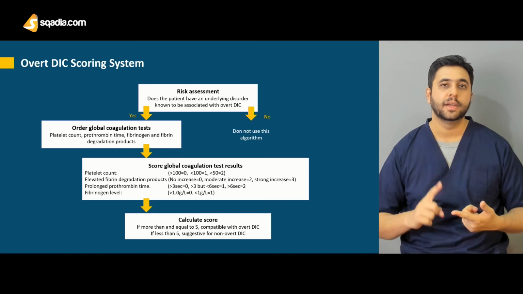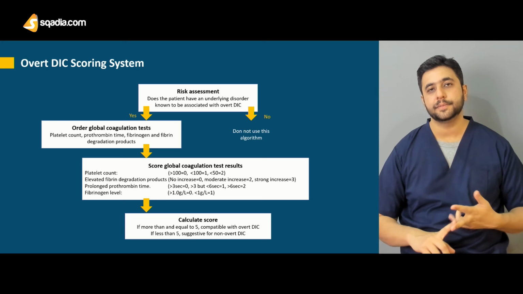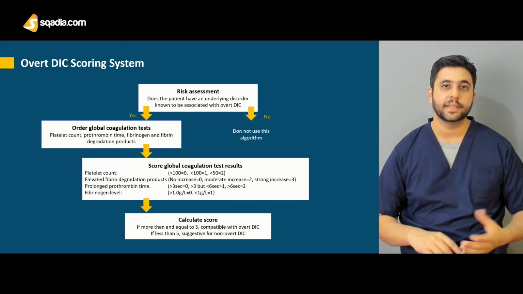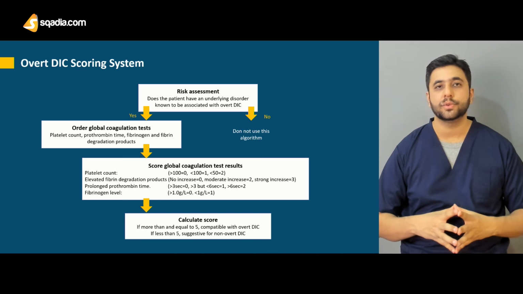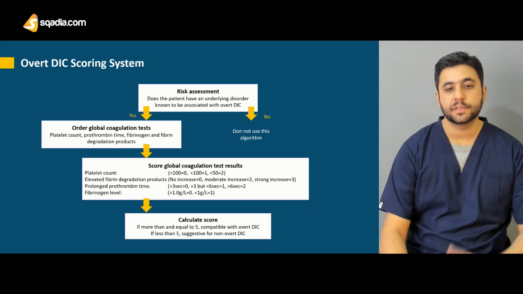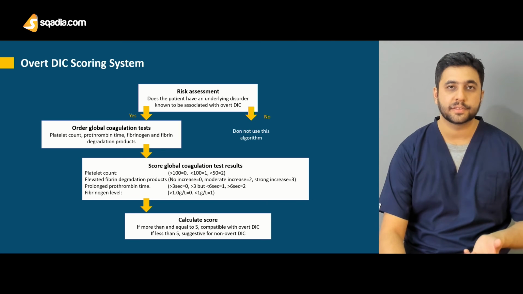And then we follow these patients with serial FDP and serial D dimer levels to look for what is going on in these patients. So that should also be kept in mind: chronic DIC secondary to malignancy, especially. This is how we score DIC or assess the risk factors.